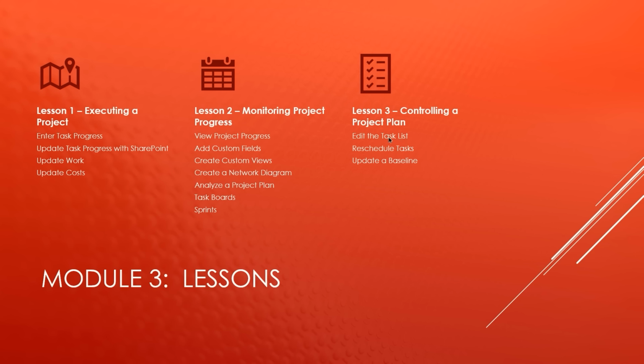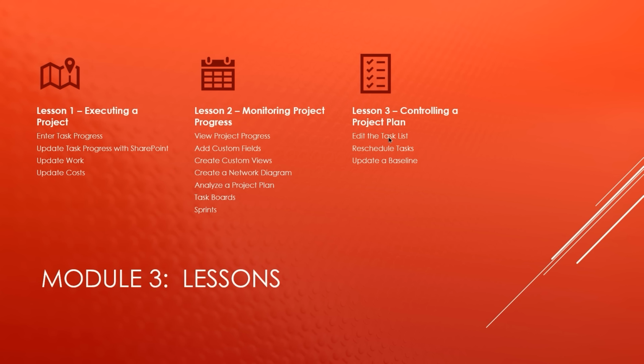So now we're going to get into the launch/execution phase of project management, starting with our third module. So we have 3 lessons in this module. The first one is executing a project. And this is known as tracking actuals. So we'll be entering task progress, updating task progress with SharePoint, updating work, and updating costs during that lesson. We may also update resource assignments.